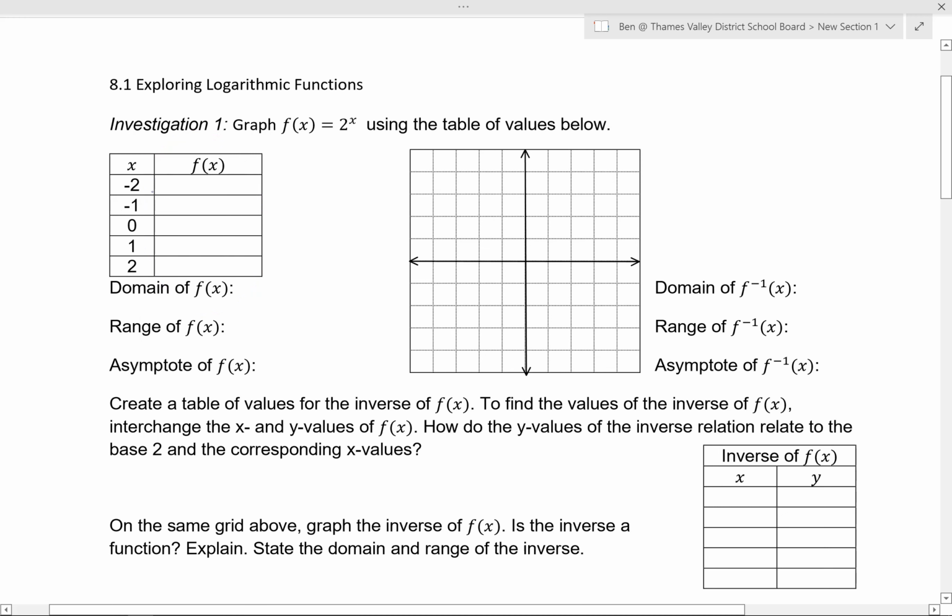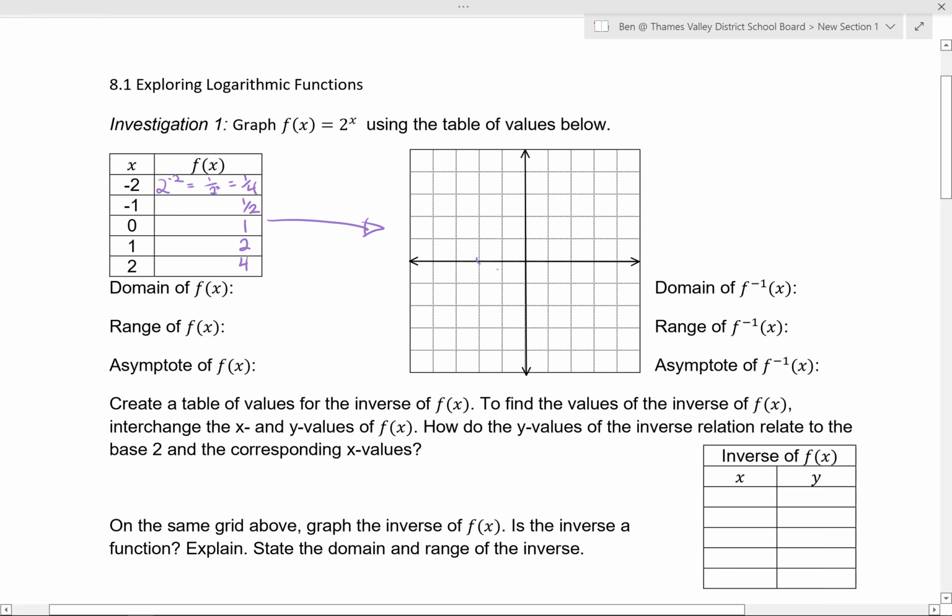So if x equals -2, that means f(x) equals 2 to the power of -2. Well, that equals 1 over 2 squared, which is 1 over 4. So f(x) equals 1 over 4 if x equals -2. Now, we can fill in the rest of our f(x) values. You should be able to handle this pretty easily. This is all review.